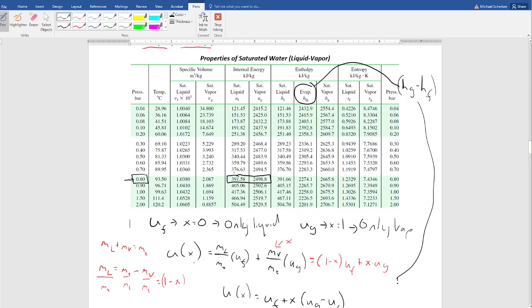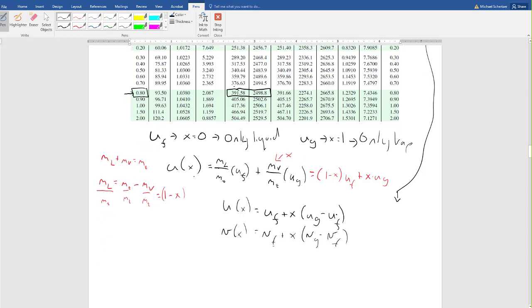So if we call this the quality equation, if I wrote this out for h, it would be h of x is equal to h_f plus x times (h_g minus h_f). Right? The same is for all of these other things. But this line tells us that h_fg is equal to h_g minus h_f. So I can also write this out as h_f plus x times h_fg.